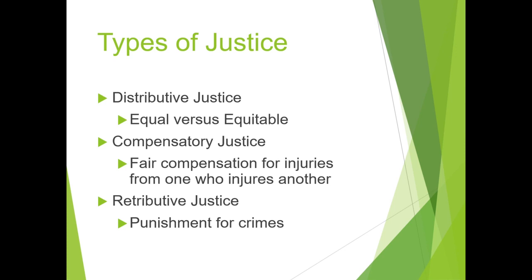Compensatory justice refers to the extent to which people are fairly compensated for their injuries by those who have injured them. Just compensation is proportional to the loss inflicted on a person. And retributive justice refers to the extent to which punishments are fair and just. In general, punishments are held to be just to the extent that they take into account relevant criteria, such as the seriousness of the crime and the intent of the criminal.